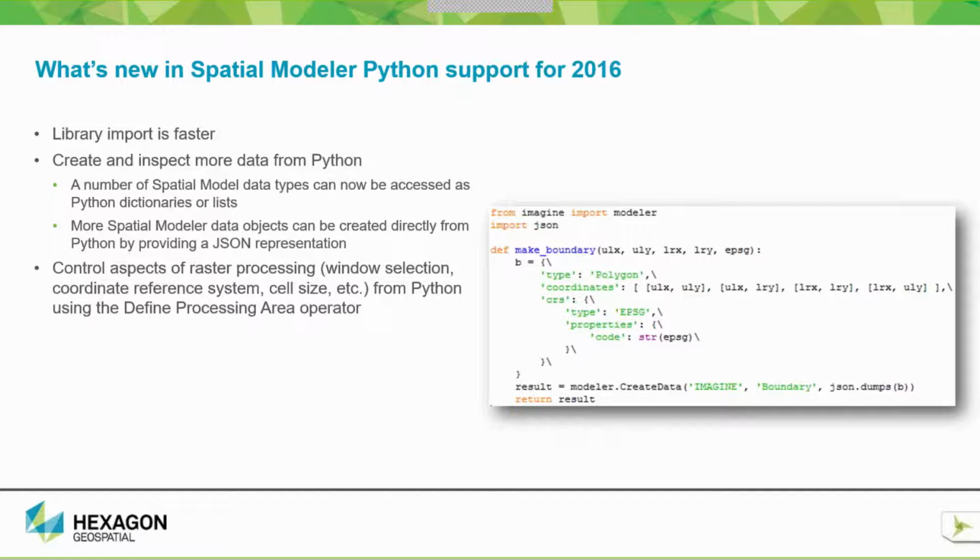Like I said, you cannot get at pixel values, but you can get at a lot more of the data types, including dictionaries and lists. And you can create a lot more of the data types than you could previously by using the JSON representation. You can get that usually if you save a value on an operator in a model. It will be persisted in JSON, and you can see what that looks like to then create that using Python.